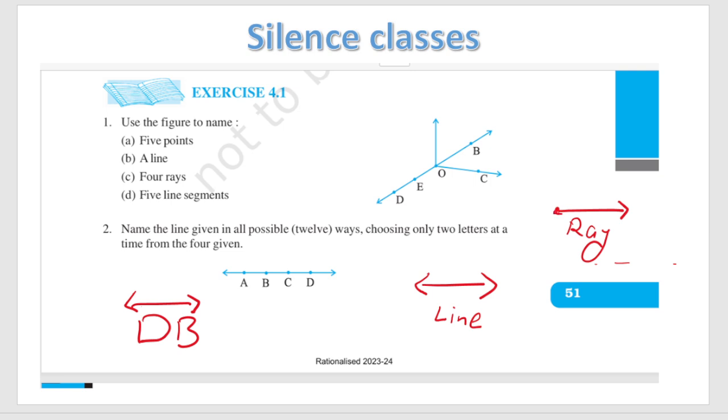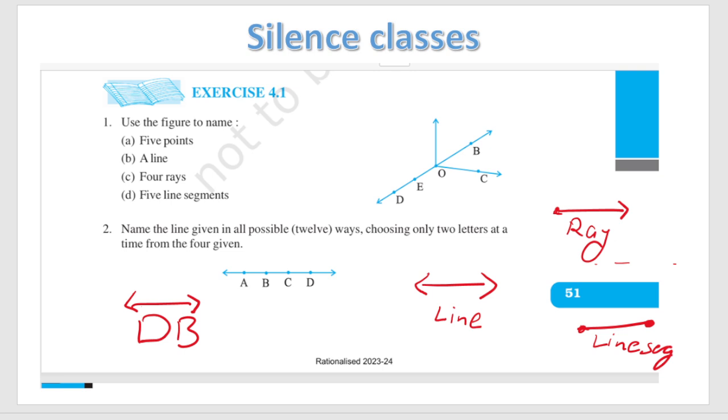If you make this figure and represent it like this, it means we are talking about a ray. And if you draw it like this, with an end point and a starting point, it means we are talking about a line segment.